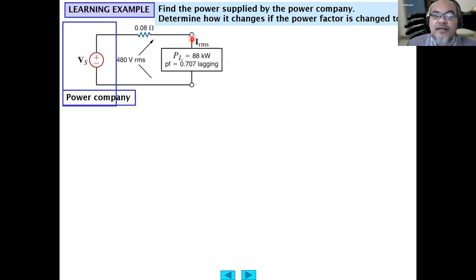So here the current is lagging by a power factor of 0.707. Okay, so it is inductive. Cosine theta z here is 0.707, or sorry, it is capacitive. Theta z is negative 45 degrees. Because it is lagging, it means the voltage is lagging from the current IRMS.